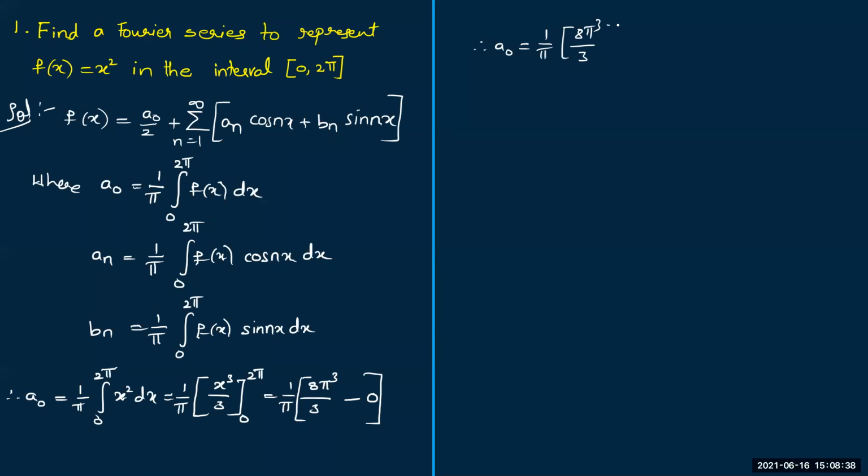So you can cancel one pi, right? One pi can be cancelled, and therefore we'll get a naught is equal to 8 pi square by 3. Let's keep this aside. Now let me consider the second one, which is an.